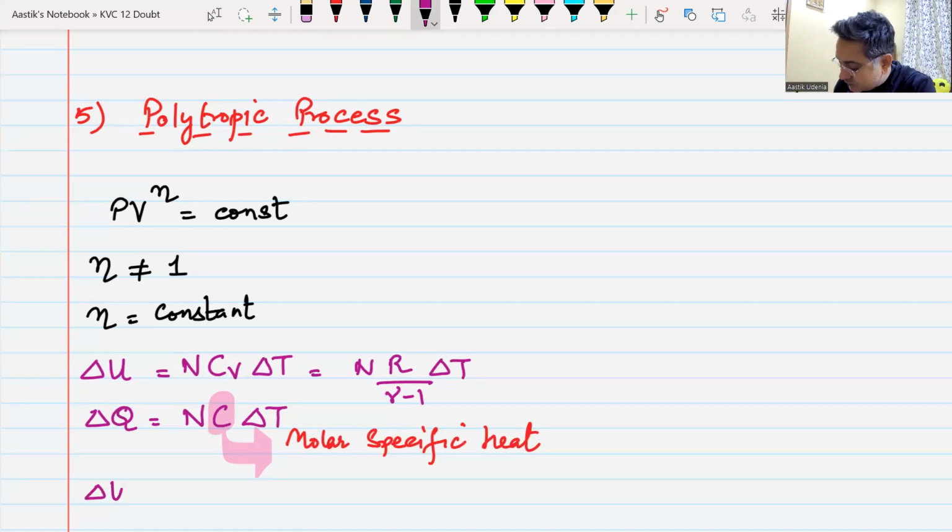Now I don't expect that you will know this, but can anyone tell me what will be the work done in this process? Now, how do I remember the work done in this process? My way of remembering it, I will tell you that way. And if you can understand it, it's good. If you don't, just remember it in whatever way you feel comfortable. Now, my way of remembering this is this way.